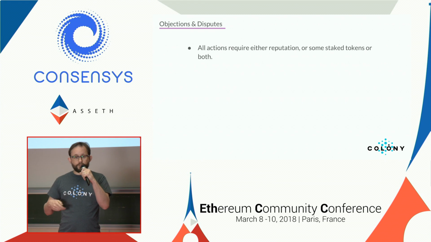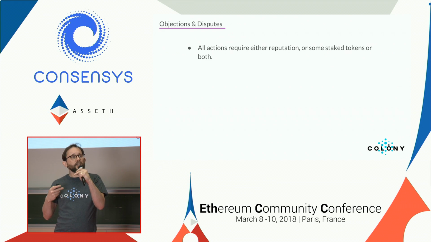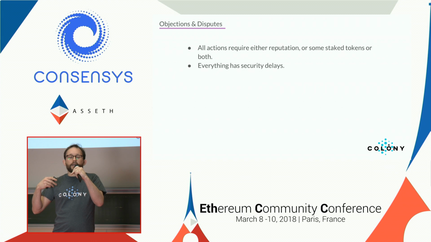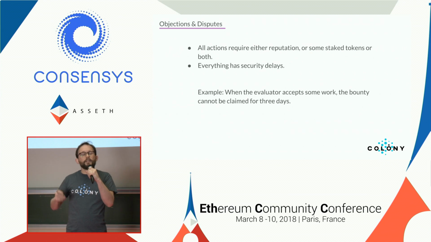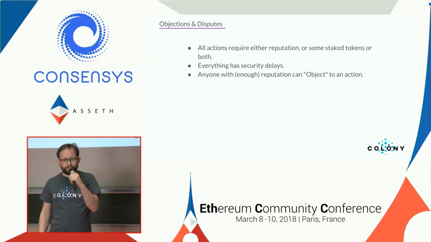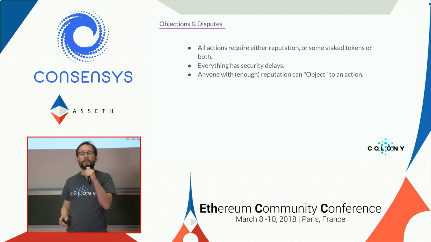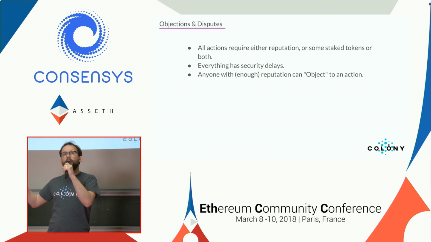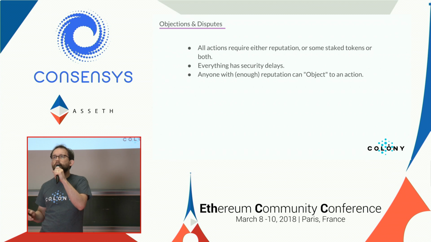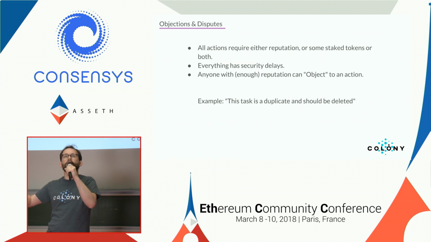And so what that means is the actions that we can do require some reputation and some tokens that need to be staked. Then there are security delays. For example, when an evaluator accepts the work, we said there's a 3-day delay before paying out. And anyone who has enough reputation can object to anything that's going on. And I don't want you to think of objections as necessarily I made a task that cheats by trying to pay me for doing nothing. It could be something simple as, here, this is a duplicate task, should be deleted.